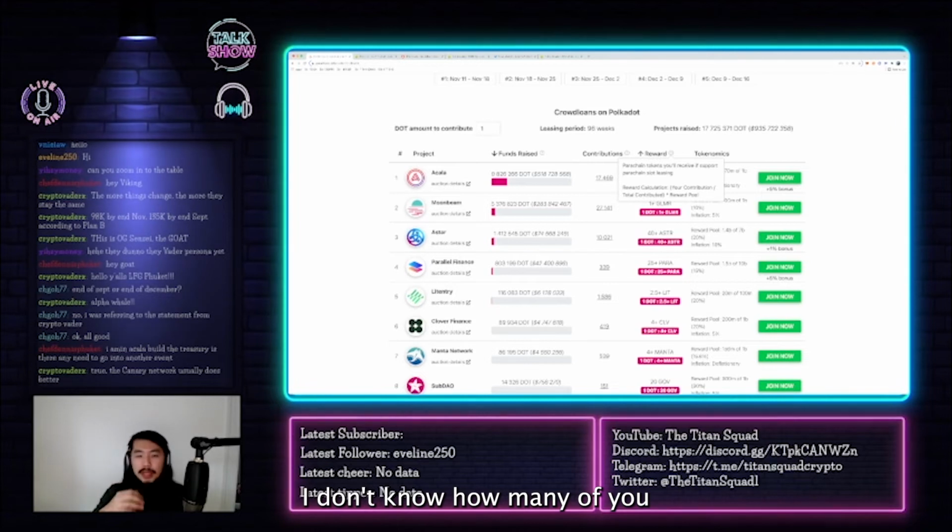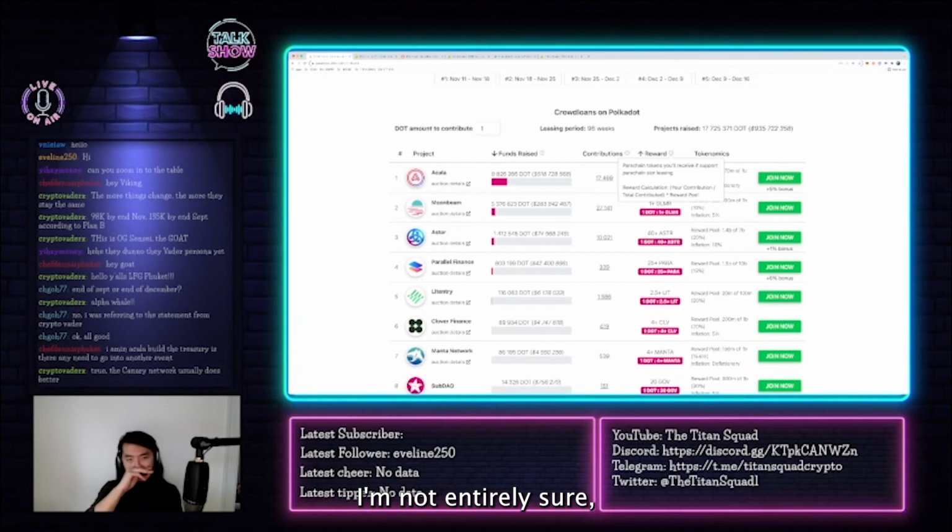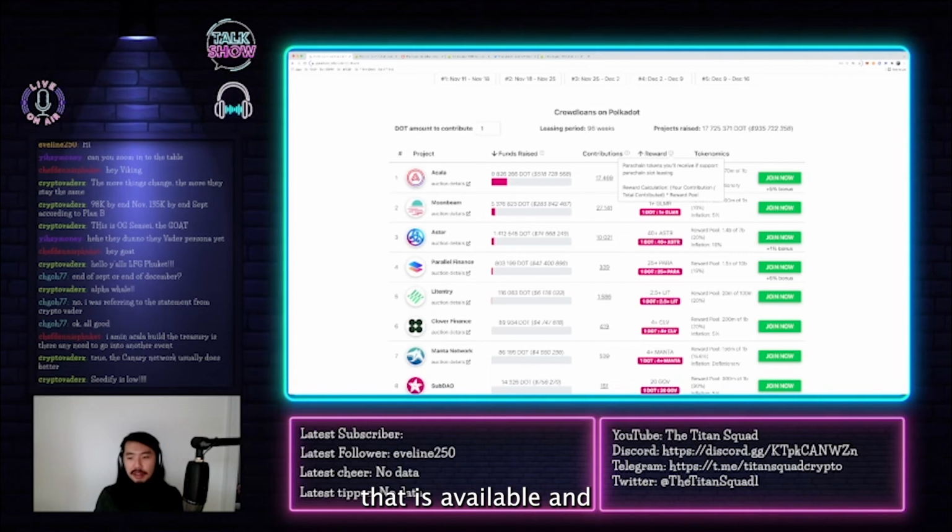I don't know how many of you have been into IDO platforms that offer allocation the same way. All right, I think AVAX Launcher was one of them. I'm not entirely sure, but essentially if you are in BSC Pad, I think at one point they were giving away guaranteed allocations along these lines, right? Based on how much you stake divided by the total contributed times the amount of reward that is available.